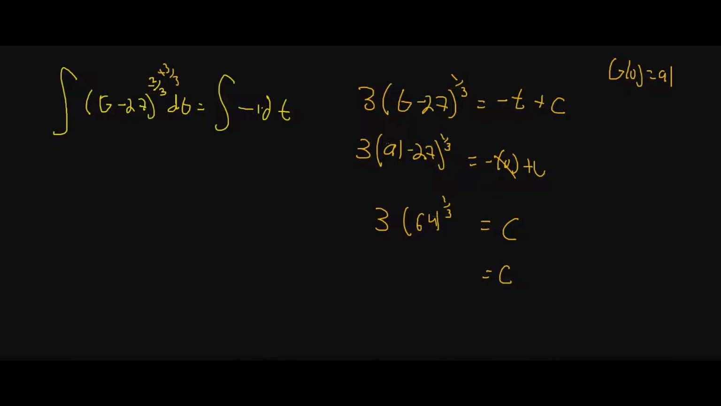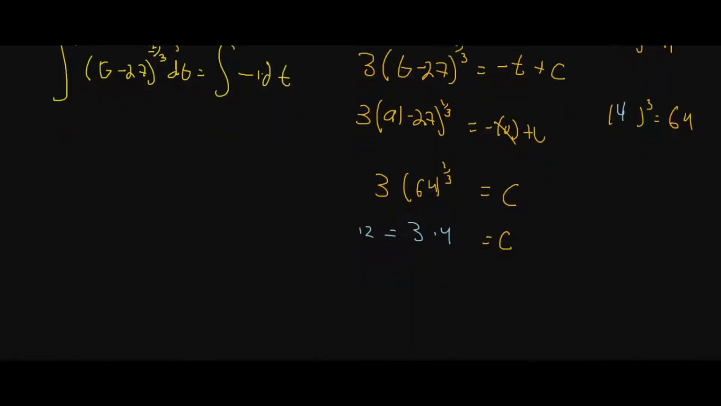Keep working through. But really, remember, a fractional exponent of 1/3 means the cube root of 64. What 3 numbers multiplied by themselves give you 64? Well, that would be 4. So this is 3 times 4, which is 12. So now we know my c value is 12. And now I can write it through and we'll finish this up: 3 times (g minus 27) to the 1/3 equal to negative t plus 12.